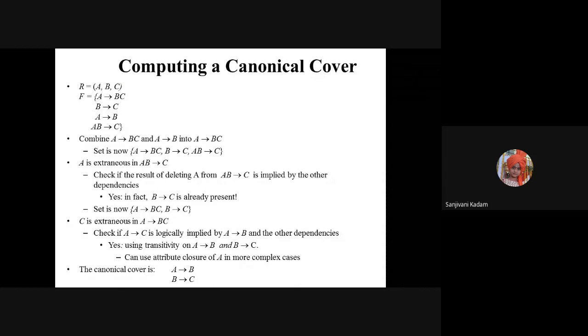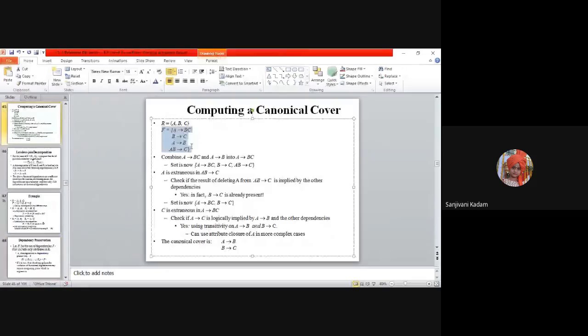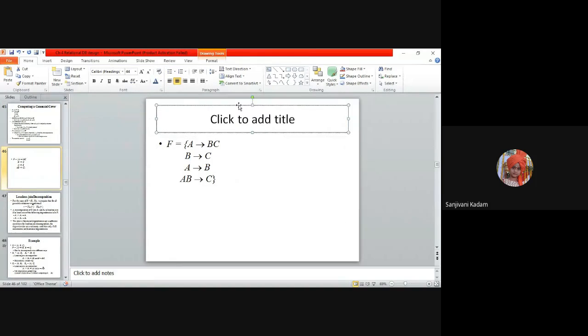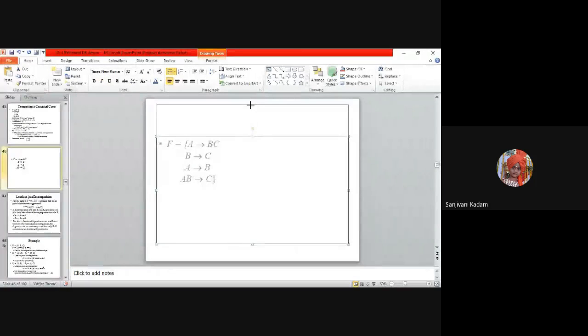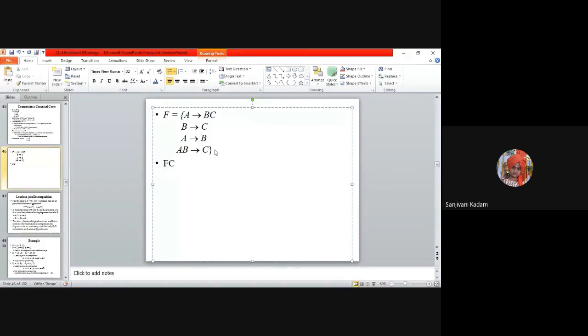So let us compute the canonical cover for this given set of functional dependencies: A gives BC, B gives C, A gives B, and AB gives C. Okay, let us take this example. We want to calculate FC, so I will use F dash equal to, where we want to add those functional dependencies.